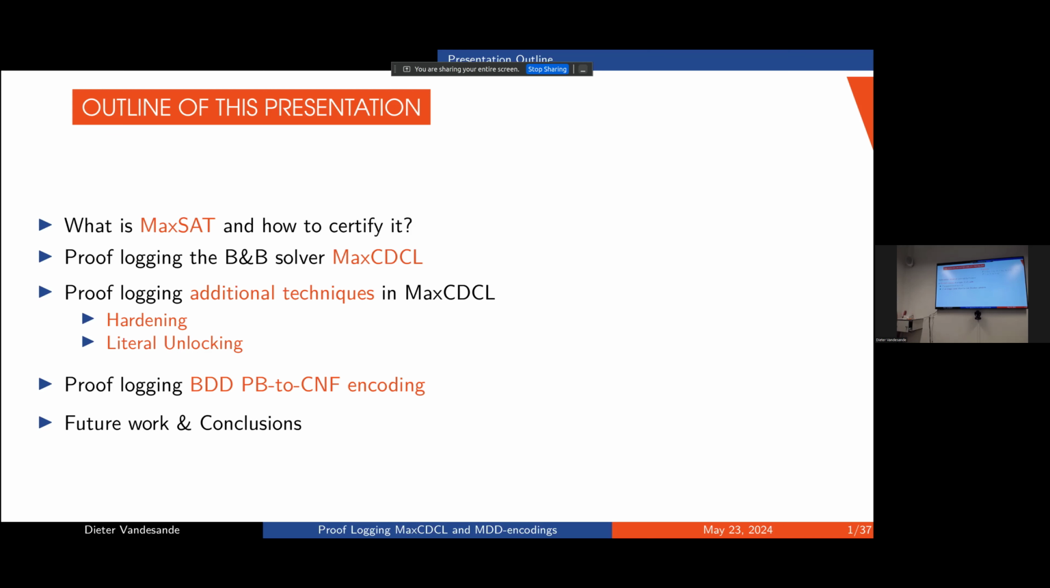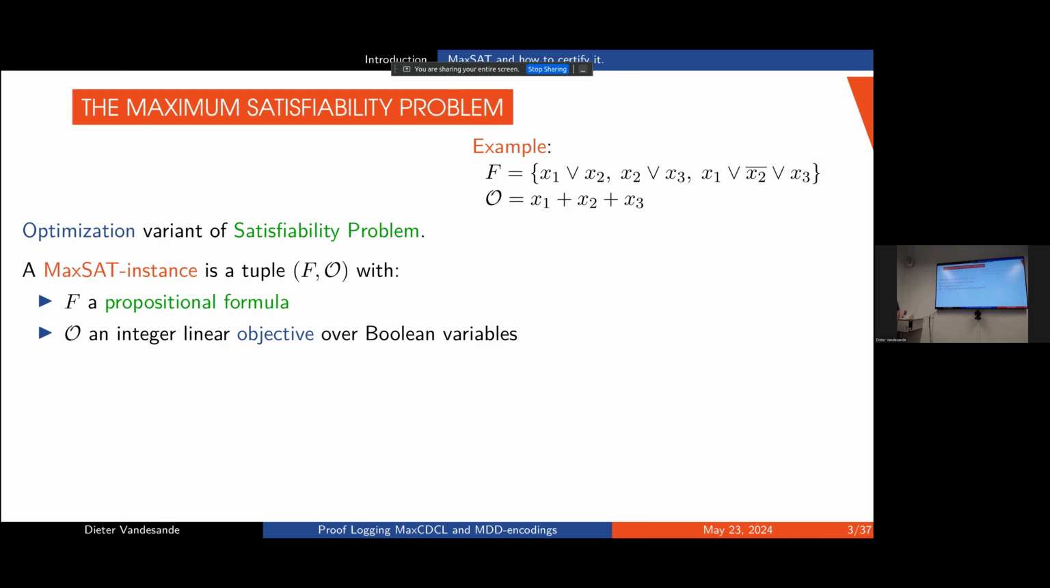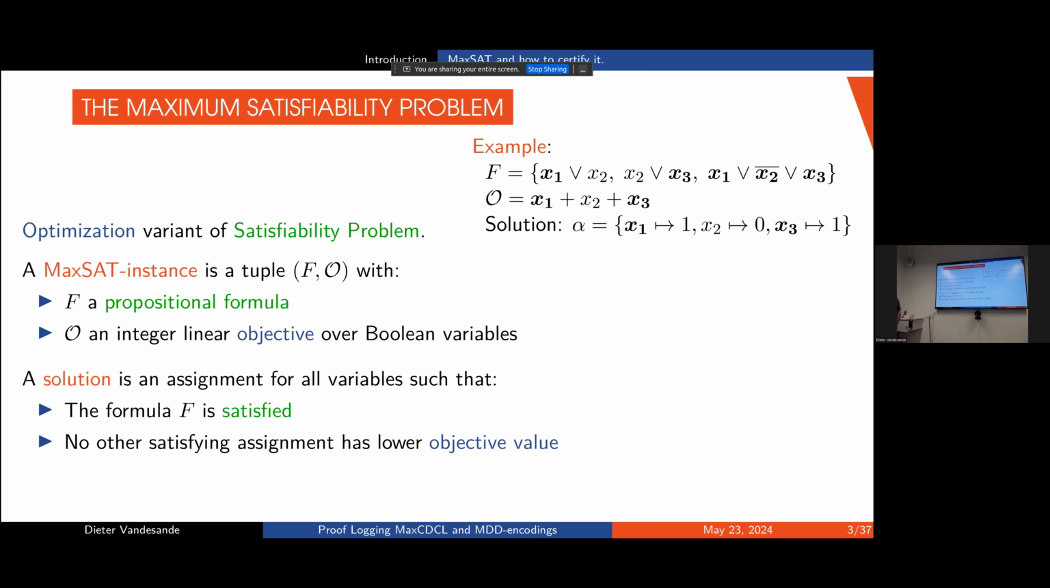So what is MaxSAT? MaxSAT is actually the optimization variant of SAT, where you have a propositional formula and an integer linear objective over Boolean variables. So a solution is an assignment that satisfies the formula and that minimizes the objective value.